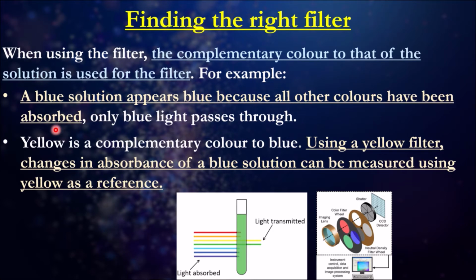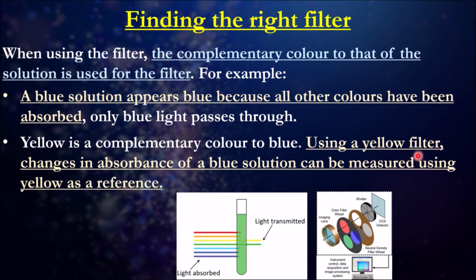So that could be red, green, red, those kind of colors. Only blue is passing through. Yellow is a complementary color to blue. So it's sort of on the other side of the spectra.